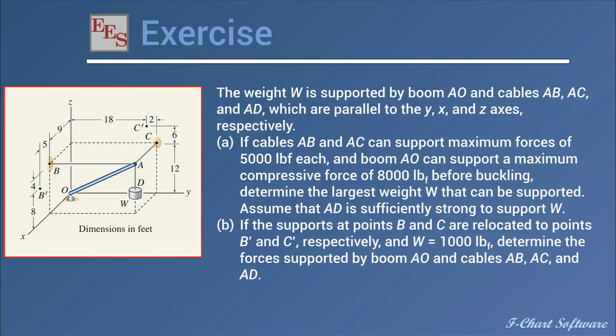And then the second part, part B, says let's move the mounting points B and C, which is basically going to make these cables no longer parallel to the axes. And we'll suspend a 1,000 pound weight, and if that's the case, then determine the forces in the members. So what's the force in the boom, and what are the forces in these different cables?